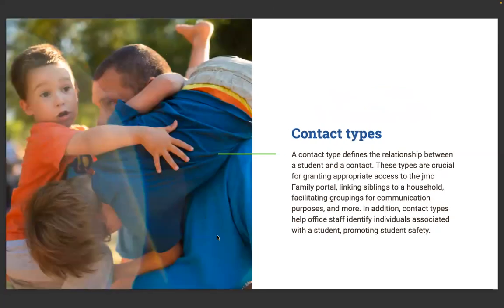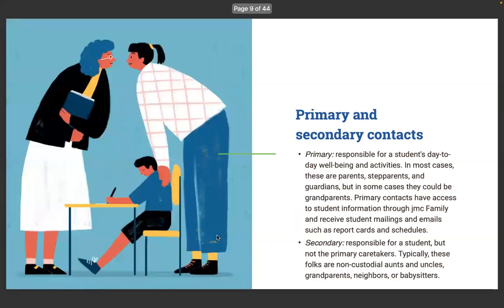A contact type defines the relationship between a student and a contact. These types are crucial for granting appropriate access to the JMC Family Portal, linking siblings to a household, facilitating groupings for communication purposes, and more. In addition, contact types help office staff identify individuals associated with a student, promoting student safety.